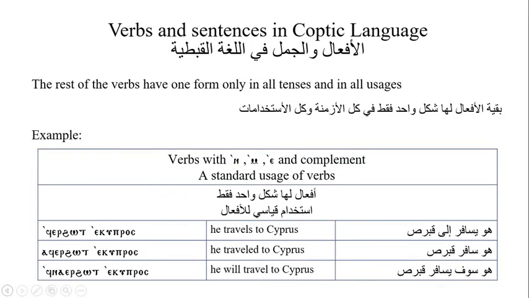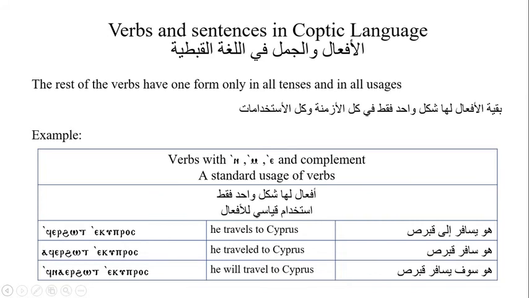The rest of the verbs are having one form only. The verbs which have more than one form are 523 verbs. All the rest are one form only, and they usually take n or m or a after them to indicate the complement or the word which is following. For example, here the verb erhot, it means to travel. If erhot a Kibros, it means he travels to Cyprus. Af erhot a Kibros, he traveled to Cyprus.